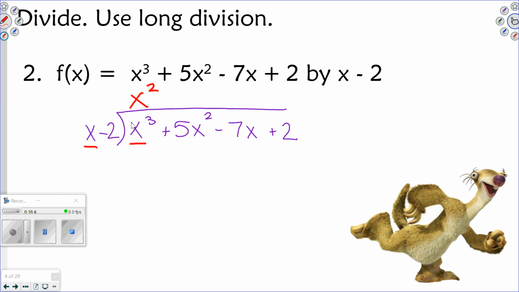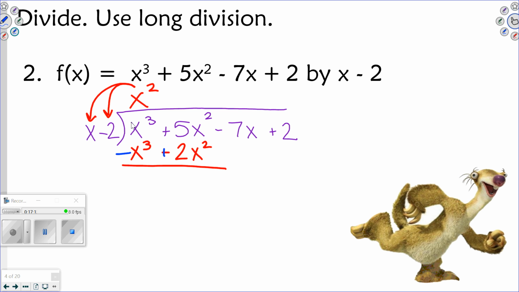Okay, so what's my next step once I figure that out? Distribute. So x squared times x is x cubed. X squared times negative 2 is negative 2x squared. Okay, what's your next step? Change your signs. Again, if you're going to mess up anywhere, it's going to be right there. So this one becomes a minus, and that one becomes a plus.